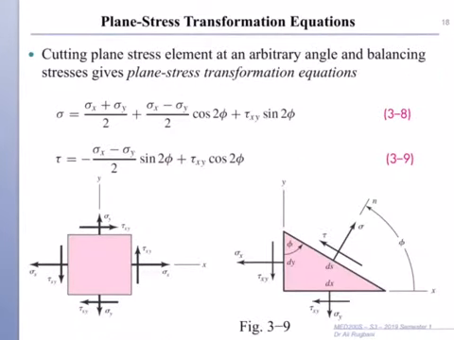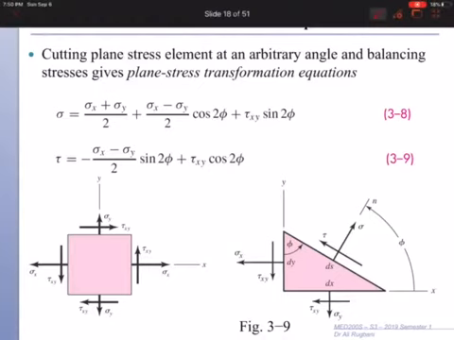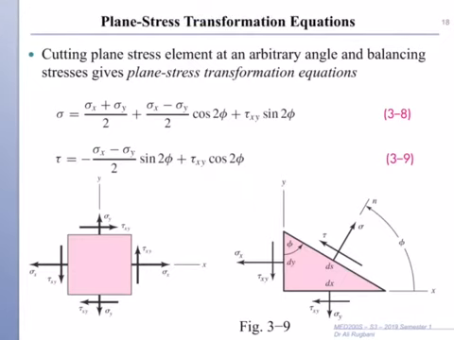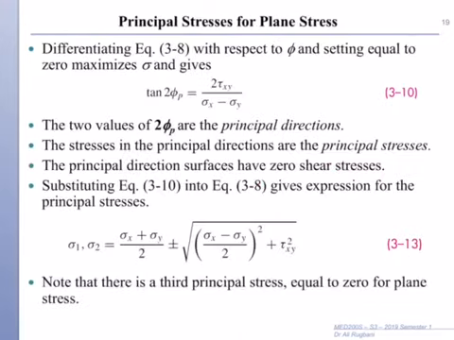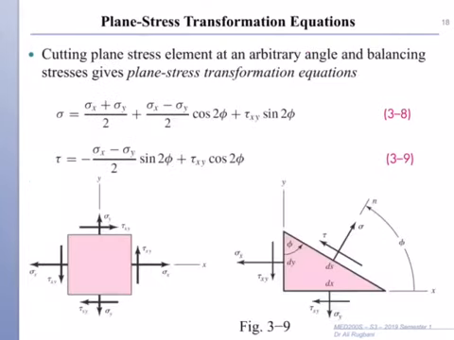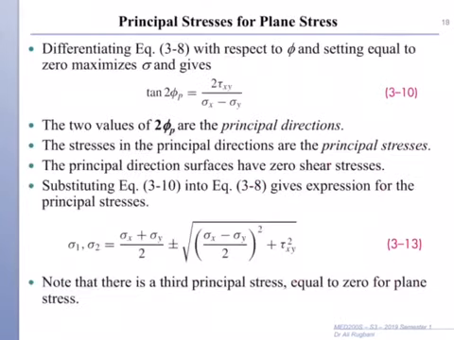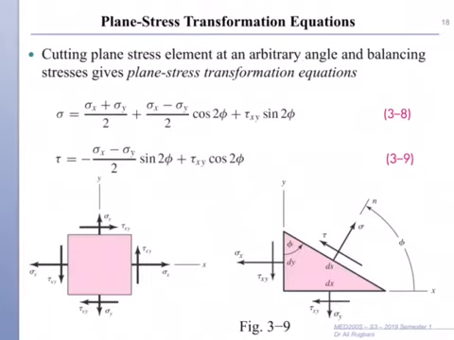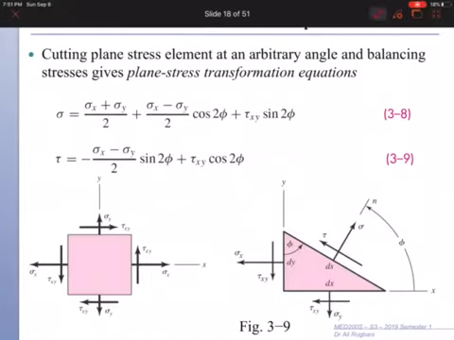So we try and find maximum stresses and their direction. These maximum stresses we will call principal stresses. Okay, plane stresses or principal stresses. Okay, so the direction of principal stresses is phi, this angle.